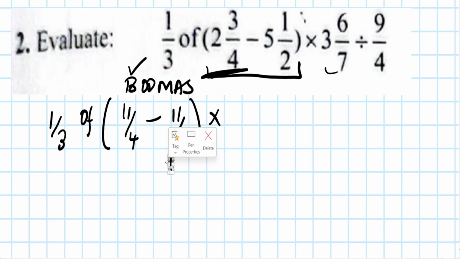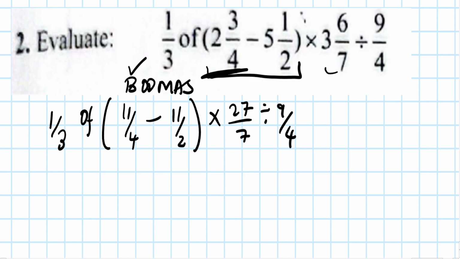Okay, now after getting that, so we said it is 27/7 divided by 9/4. Okay, so let's start with the brackets. 11/4 minus 11/2. You can multiply by 2 and 2, so that you get 22/4, so that the denominators become the same. And after getting that, since the denominators are the same, both have 4, just subtract the numerators. 11 minus 22 will give you negative 11/4. So that is negative 11/4.